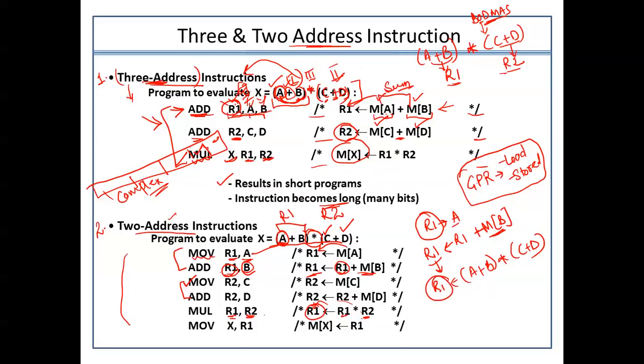Now R1 is a general purpose register, right? So what I need to do is shift the value from this R1 to a memory location. The location is X here. So this is how 1, 2, 3, 4, 5, 6. This 2 address instruction will make the programs long, but it helps me in simplifying the way I am performing the instruction. So this is the difference between 3 address and 2 address instructions.